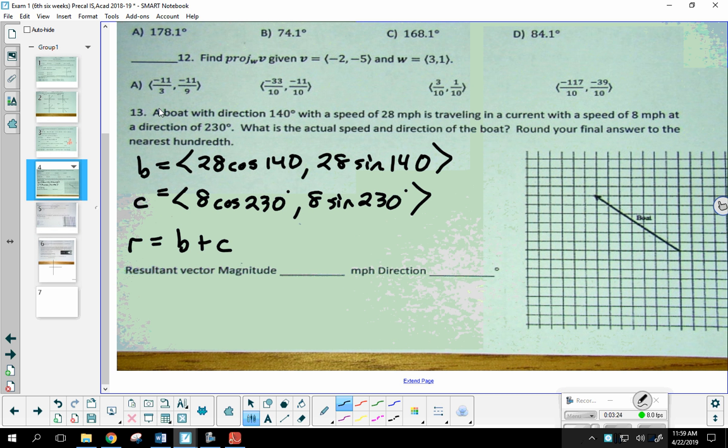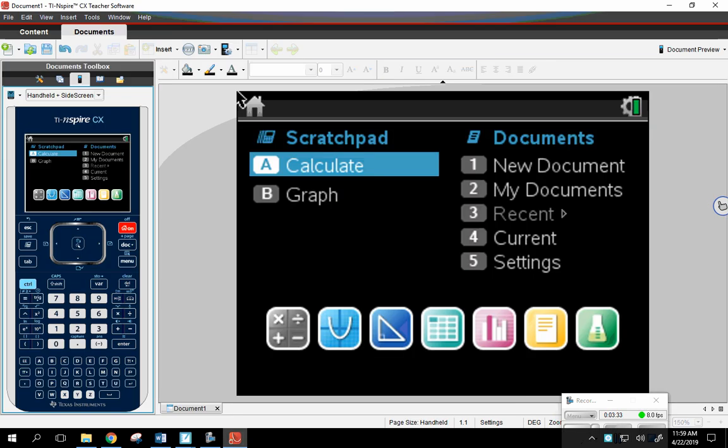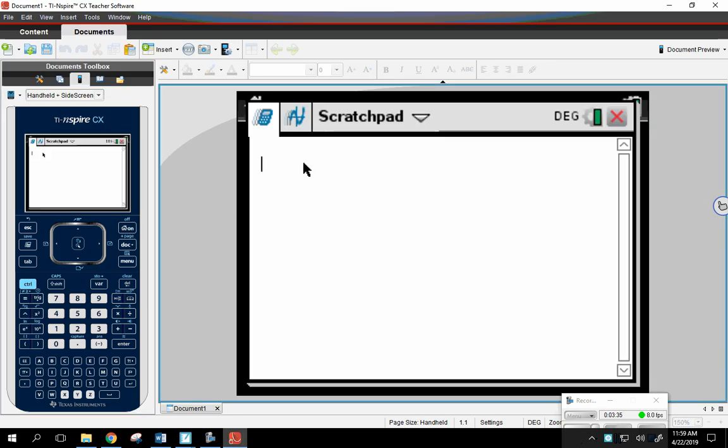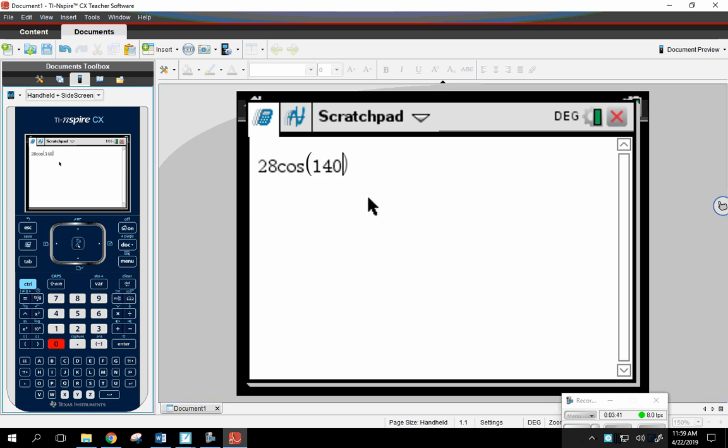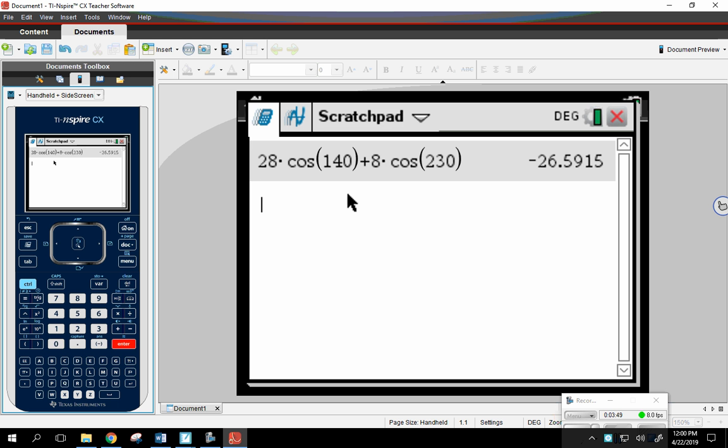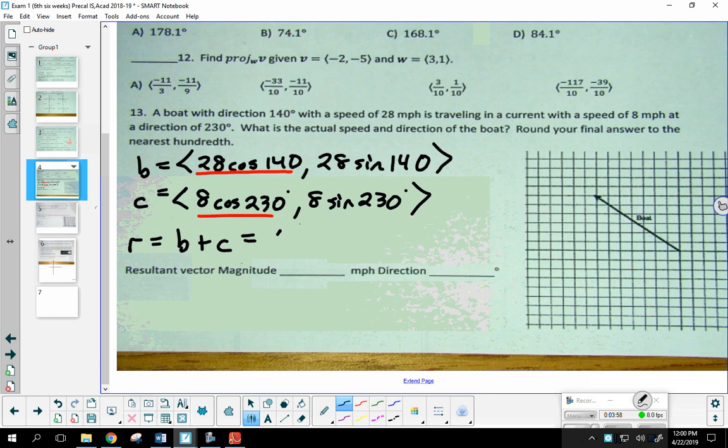Yeah, just the corresponding values. So I would take 28 cosine 140 and add it to 8 cosine 230. Okay, so 28 cosine of 140. Let's see what that is. Then I'm going to say plus 8 cosine, what was it, 230? Okay. So negative 26.59. Negative 26.59. Okay. And then we'll do the same thing.